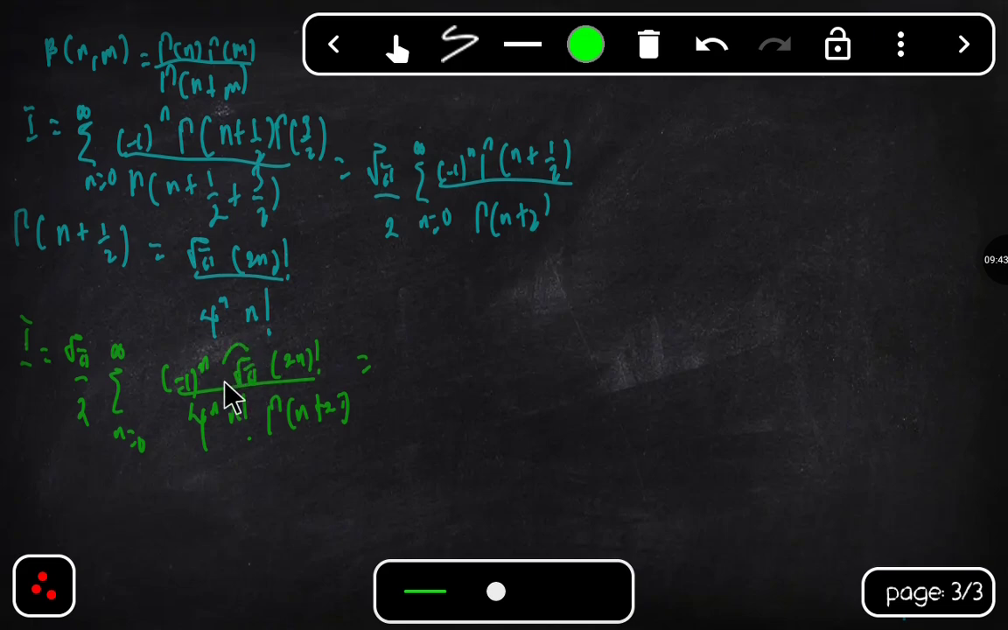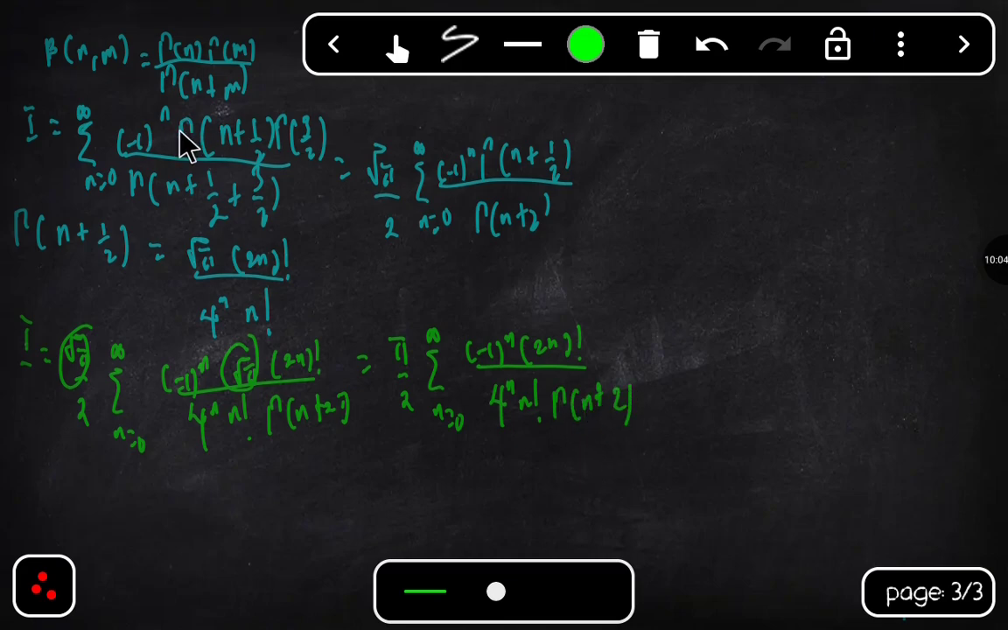So square root of pi multiplied by square root of pi will give us pi. So we have pi over 2, the sum of n from 0 to infinity of (-1)^n, (2n)! over 4^n n!, gamma of (n + 2). Okay guys, so the next thing we're going to do now is to expand this series so that it will be very easy for us to solve.